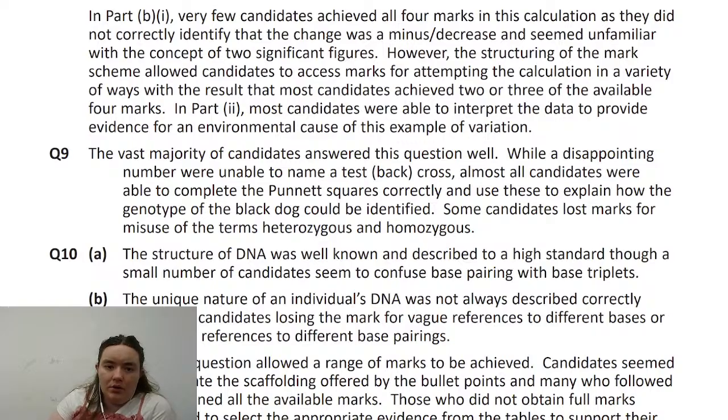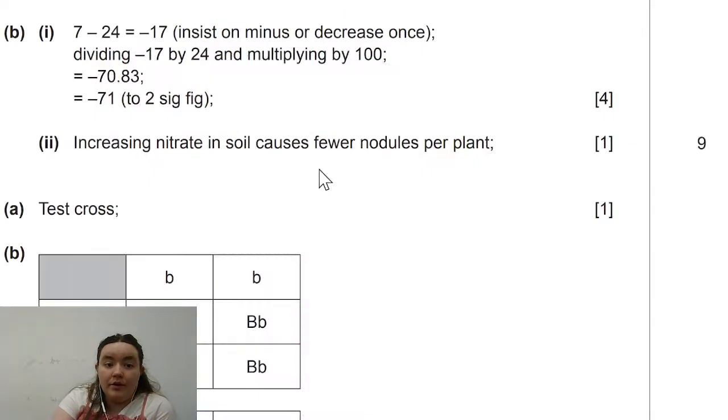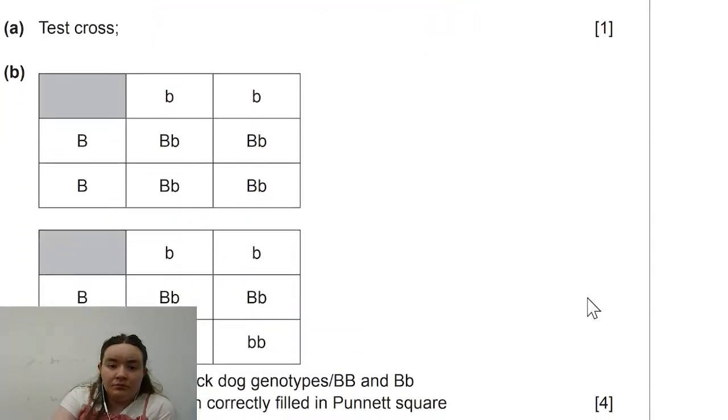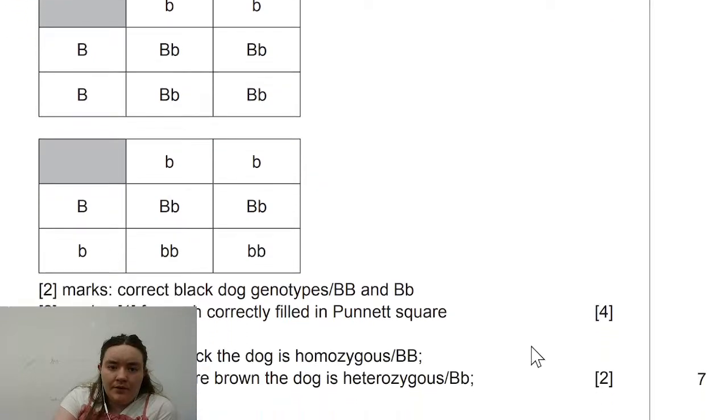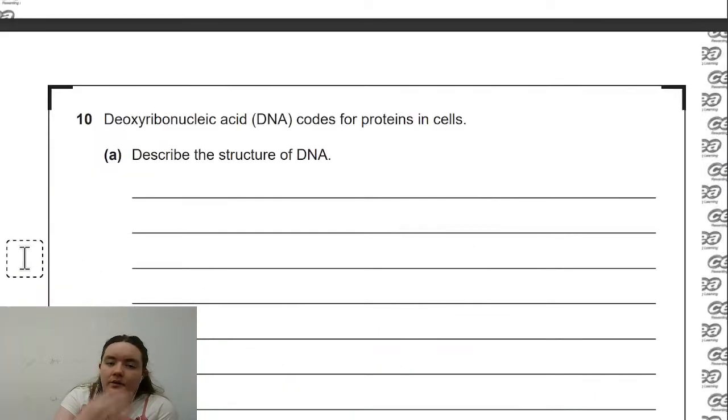Right, so on to the final question. So yeah, if they're homozygous, they're the two B's, and if they're heterozygous, they're different. So anyway, question 10. Deoxyribonucleic acid, don't know why that was so hard to say, or DNA, codes for proteins in cells.